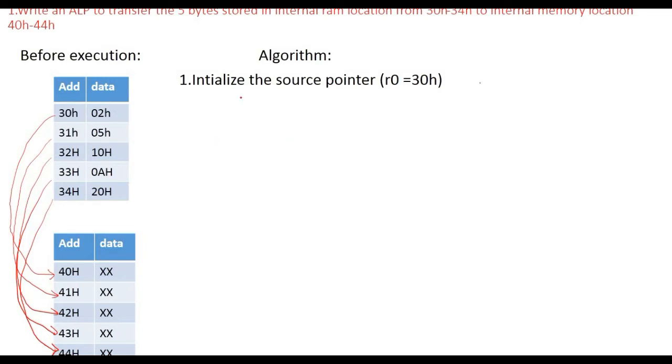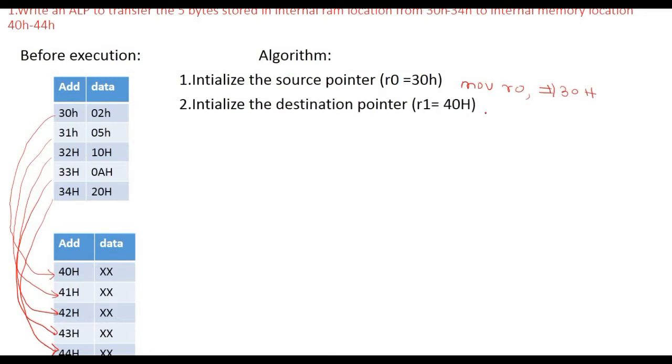So the instruction we can write is MOV R0, #30H. This is how we initialize the pointer. Next we need to initialize the destination pointer, that is R1. That is done by MOV R1, #40H.